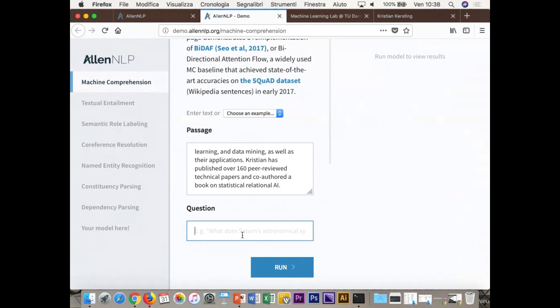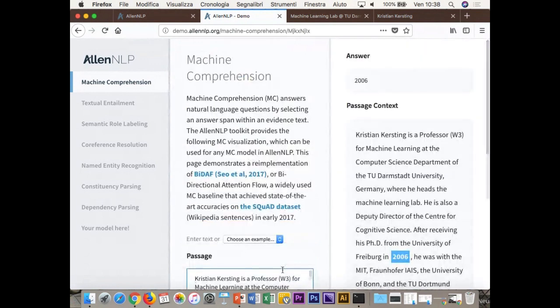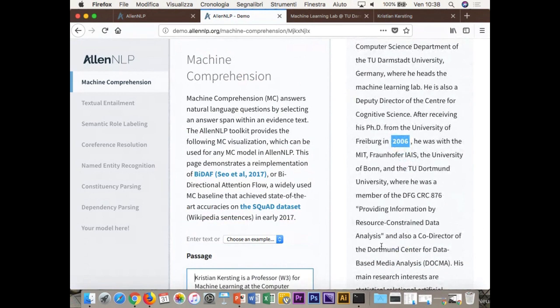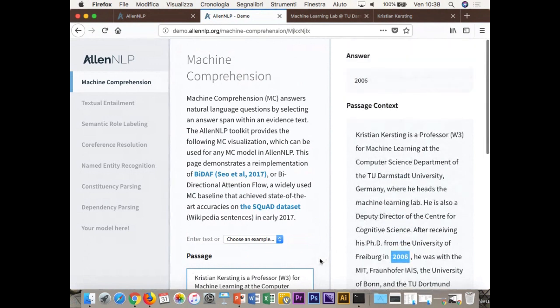And then you put some background text in there, and then you can ask a question like, when did he do his PhD? And what it does is it finds the right answer there, and it does that essentially through the steps that I showed you. Somehow it figures out that it should be looking in this area because there's probably the word PhD there.